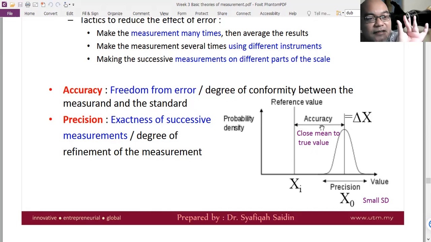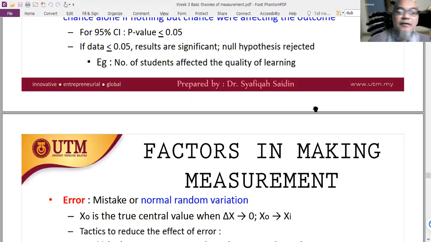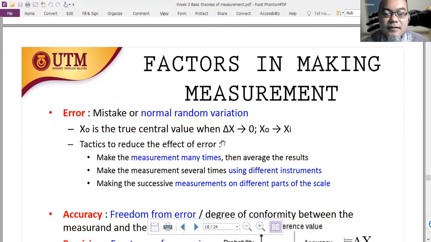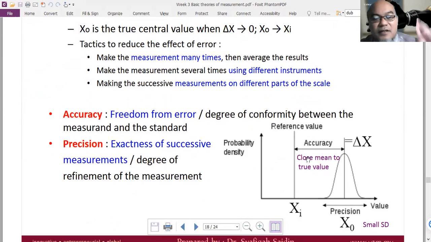Okay, the closer the X0 average here with the Xi means the more accurate your instrument. The closer means the delta X is smaller. The delta X represents the error here, right? The error, the delta X here represents the error. The smaller the error, the higher the accuracy.